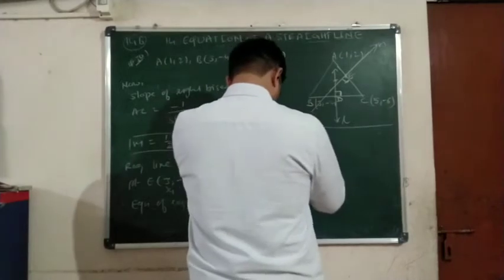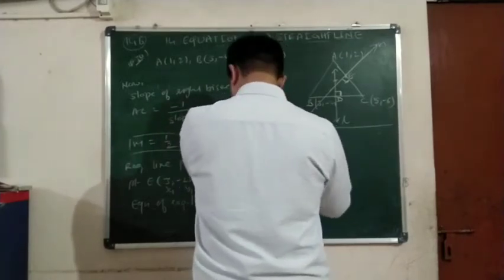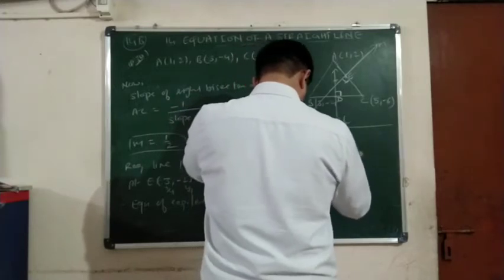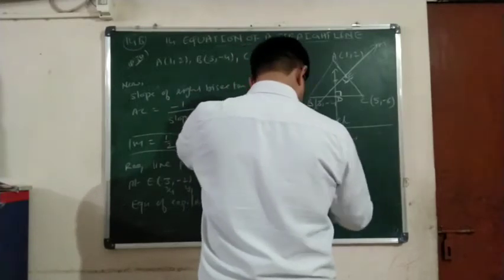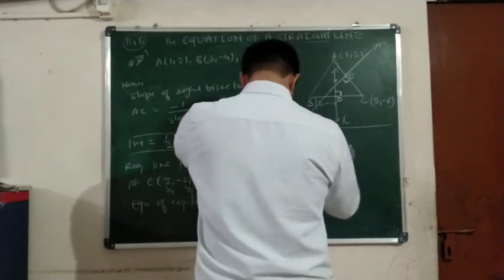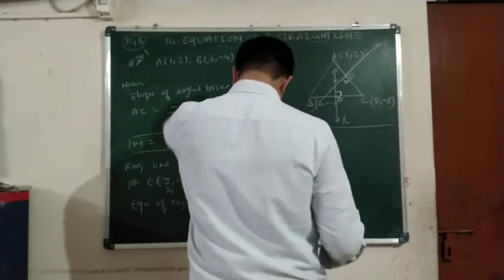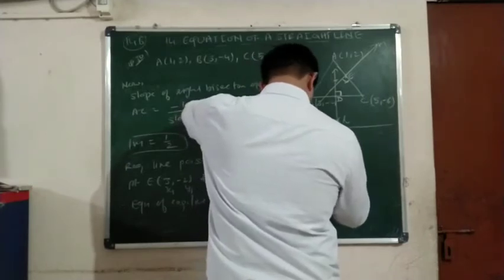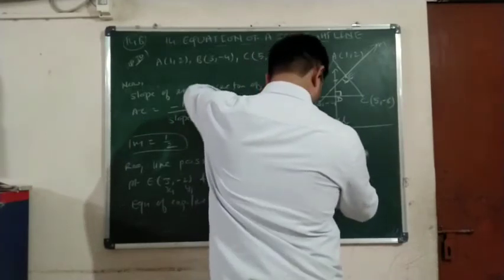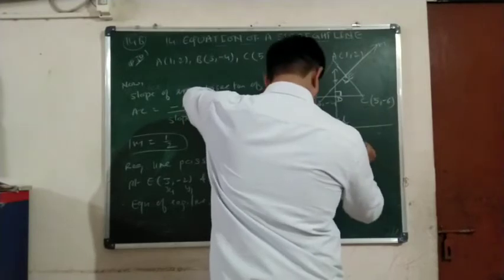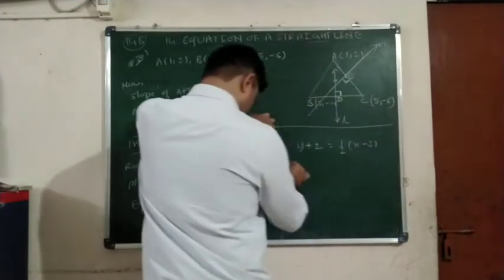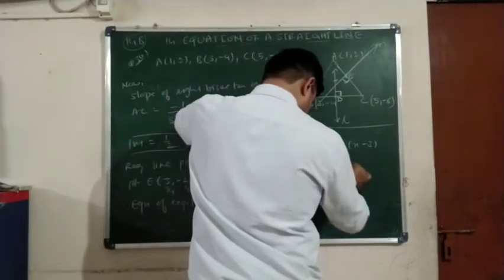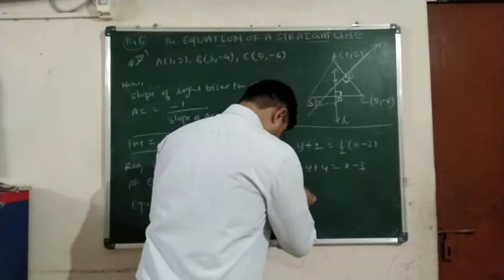Okay, therefore, for the equation of the required line, we have to put the values: y plus 2 is equal to the slope, 1 upon 2, times x minus 3. Therefore 2y plus 4 is equal to x minus 3.